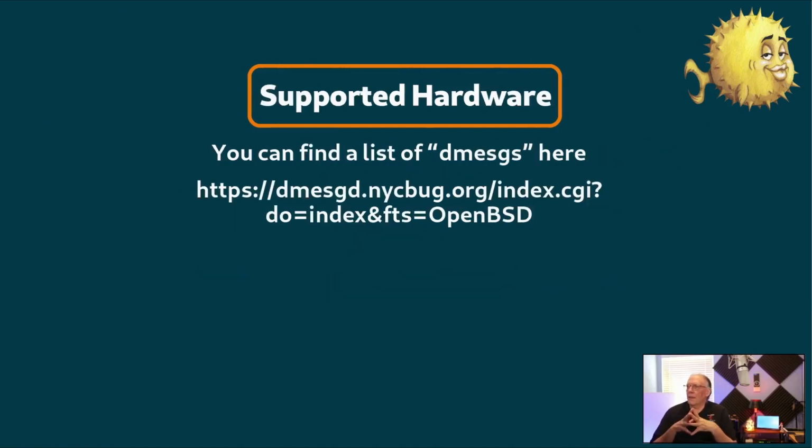As far as the supported hardware, there isn't an official list on OpenBSD that I'm aware of. But there is a site that publishes dmesgs from systems that have successfully booted a particular version of OpenBSD, and they keep track of those on this site. I'll provide that for you if you're interested in looking up your hardware to see how well it is supported.